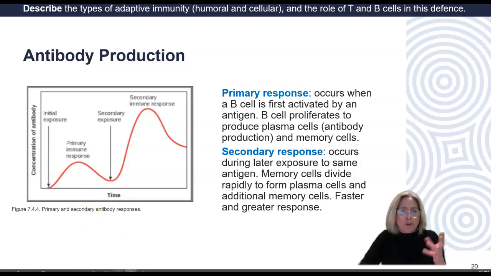All right, so the primary response occurs when a B cell is first activated by an antigen. The B cell proliferates to produce plasma cells, antibody production, and memory cells, but it is low and it's slow. And it's during that time, if we have been infected with the pathogen, that we develop the symptoms of the disease. On secondary exposure to that same antigen, you get the secondary immune response. Because we have these memory cells, they can divide really rapidly to form plasma cells and additional memory cells. So you get a much faster response and a much greater magnitude of response to neutralize and eventually destroy the pathogen.